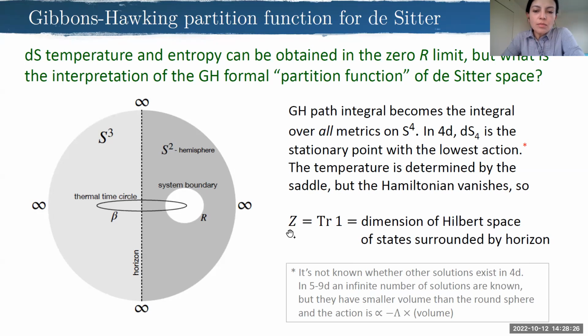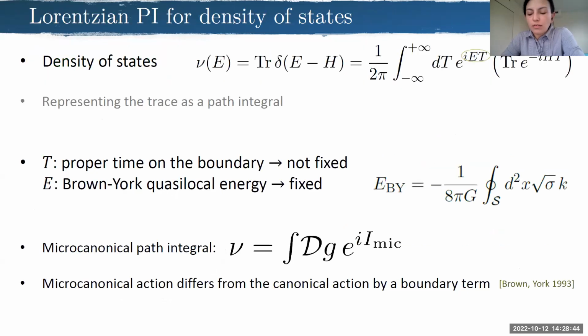So looking at the partition function, when the Hamiltonian vanishes, the partition function is computing the trace of the identity operator, which gives us the dimension of the Hilbert space of all the states that are surrounded by the horizon. I guess I don't have any time left to talk about the Lorentzian case.